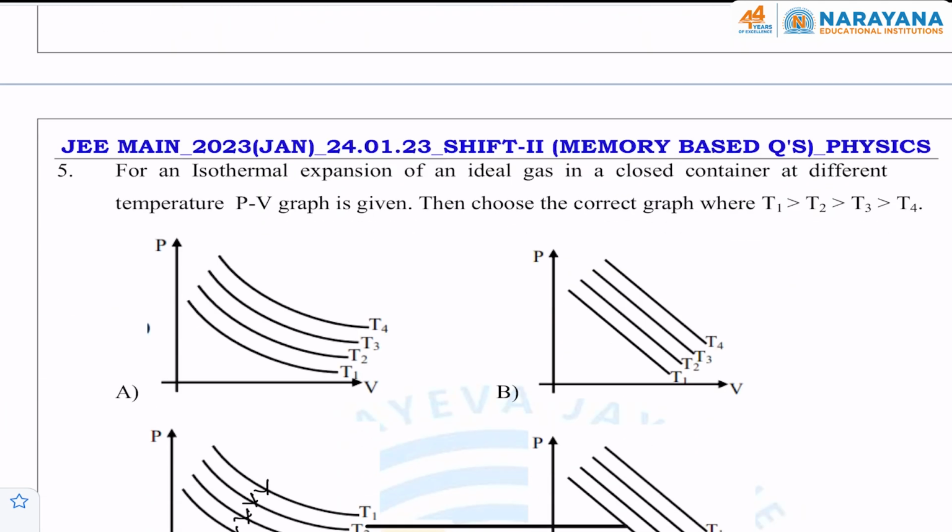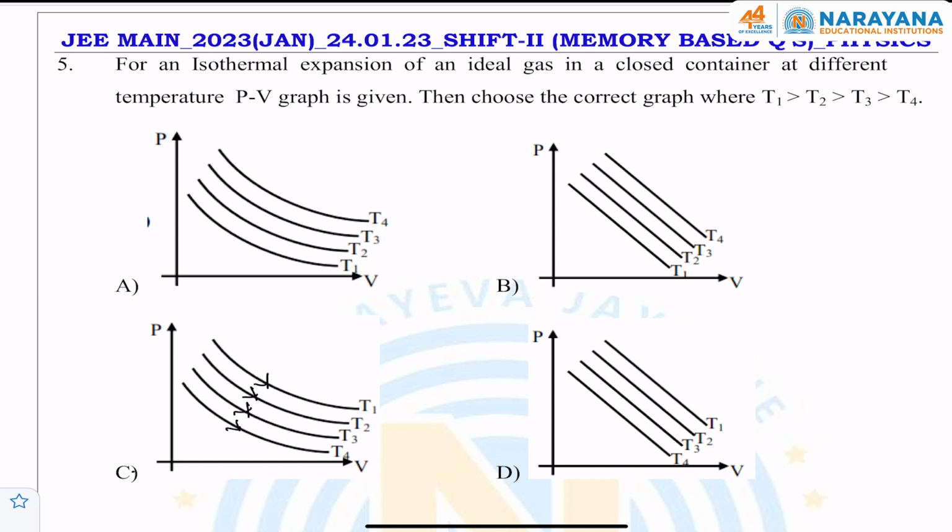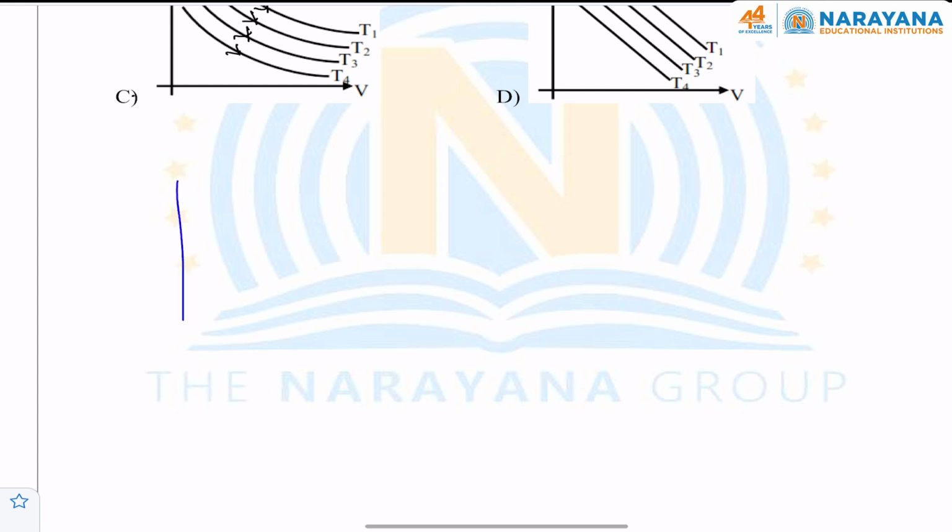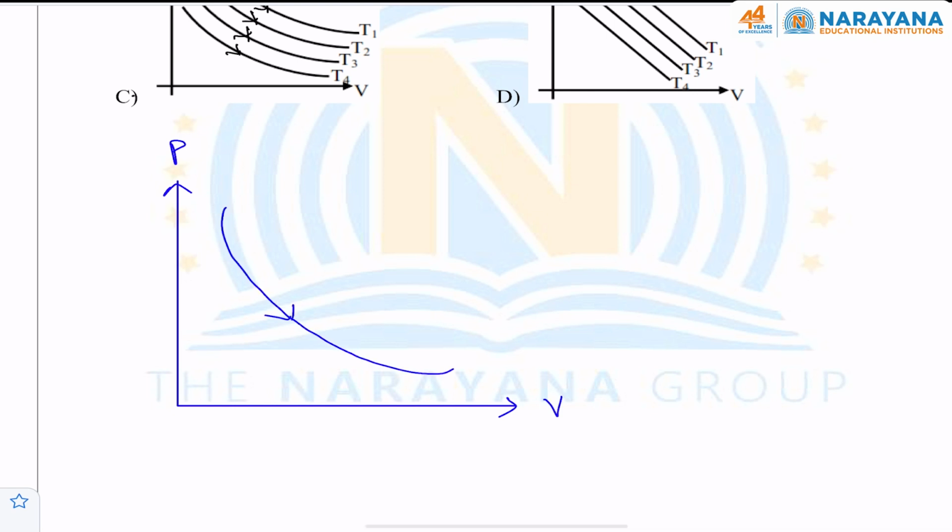Next, fifth question. For an isothermal expansion, an ideal gas is in a closed container at different temperatures. PV graphs are given. Then choose the correct graph where T1 greater than T2, T2 greater than T3, T3 greater than T4. Usually for an isothermal process, we get a graph like this. We know that it is a rectangular hyperbola on the PV diagram. It should be like this.